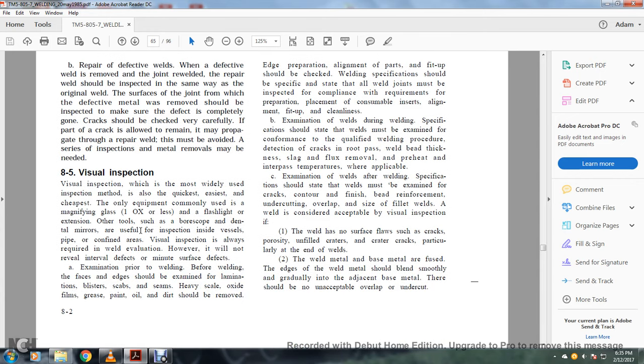8.5. Visual inspection. Visual inspection, which is the most widely used inspection, is made quickly, easily, and cheaply, with the only equipment commonly used being a magnifying glass of 10X or less, a flashlight, or occasionally other test tools such as the borescope.